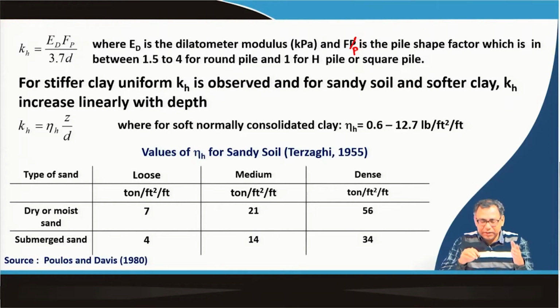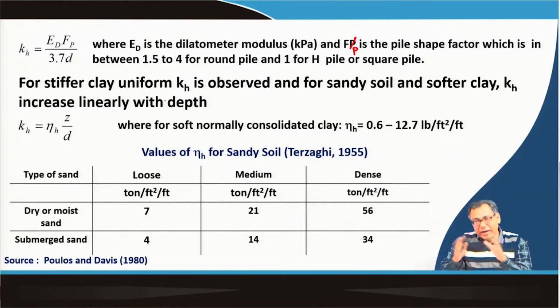So, if we know the dilatometer modulus, and if I apply the shape factor and then divide by 3.7 times the diameter of the pile, then you will get the KH value. Now, in my previous classes also I have discussed that for granular soil we assume that the KH value changes with depth, but for cohesive soil the distribution of KH is uniform along the depth.